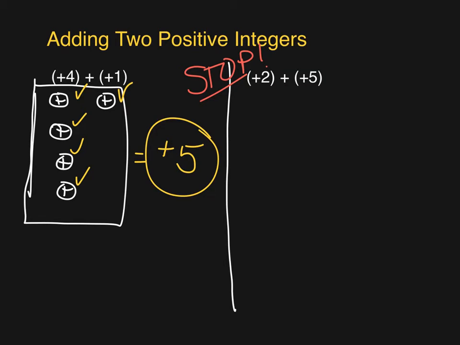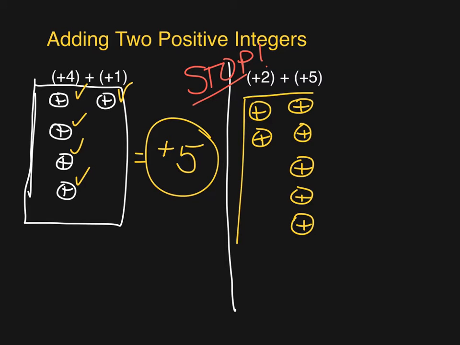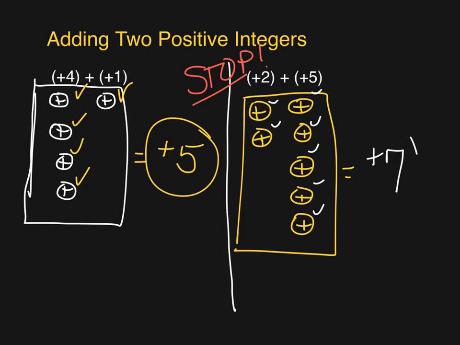So you should now be returning. You should have drawn, this is a positive 2, so 2 positive chips added to 1, 2, 3, 4, 5 positive chips. They are all the same. I can box those in, count them up. I've got 1, 2, 3, 4, 5, 6, 7 positive chips, so the answer is positive 7. And remember, we don't say plus 7, we say positive 7.